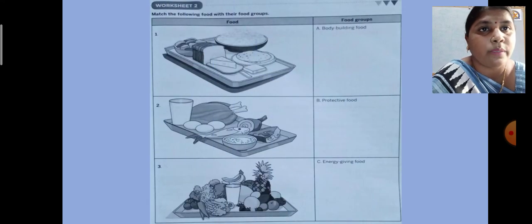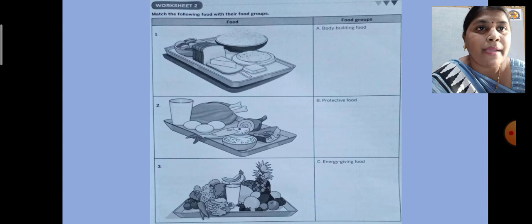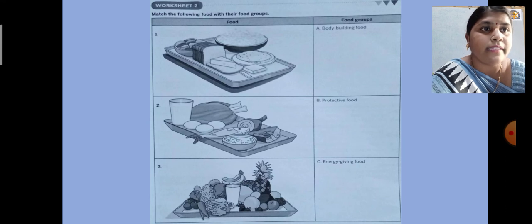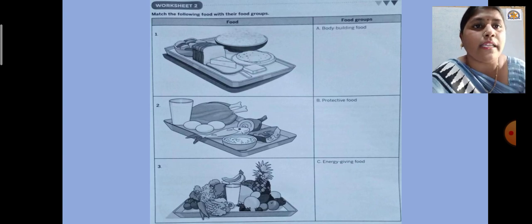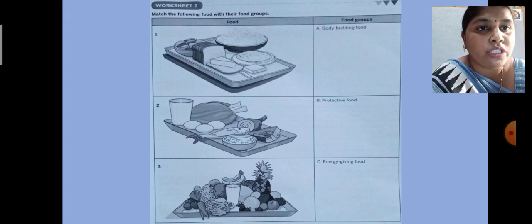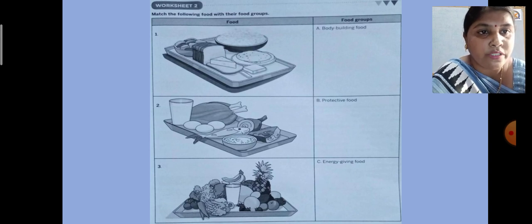So see worksheet number 2 of lesson number 6. Match the following food with their food group. In column 1 they have given the different types of food, with pictures of food items, and in the second column they have given us the food groups, for example bodybuilding food, protective food, and energy giving food. In the first picture they have given us bread, sugar, chapati. Second picture: fish, eggs, milk, and meat. Third picture: fruits and vegetables and water also.